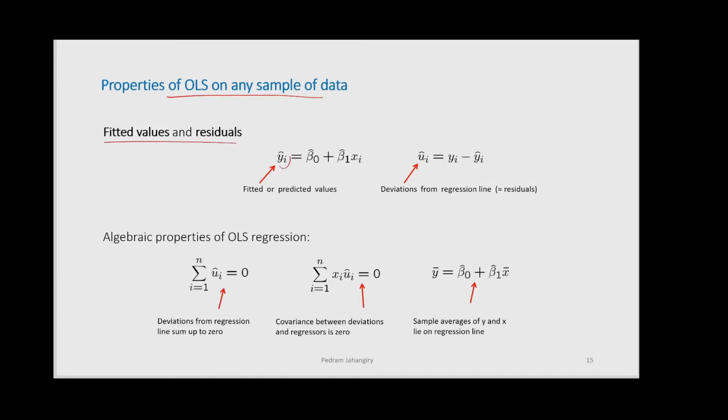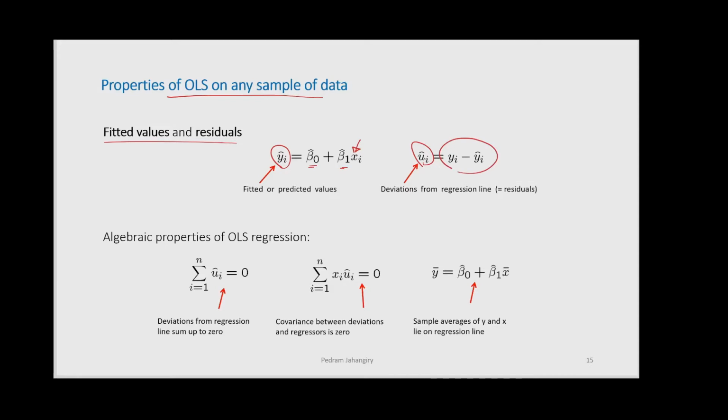These are y hats, or what we call fitted values, and they can be calculated by having beta hat 0 and beta hat 1 because x's are observable. And then u hat are the residuals. These are the deviations from the regression line, and the ordering matters. Be very careful. It's y minus y hat, not the other way around.